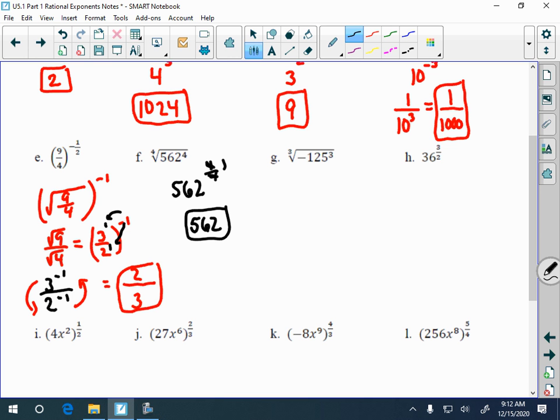Same thing for G. So negative 125. We're going to raise that to the 3/3. Well, 3/3 again is 1. And so negative 125 to the first power is negative 125.